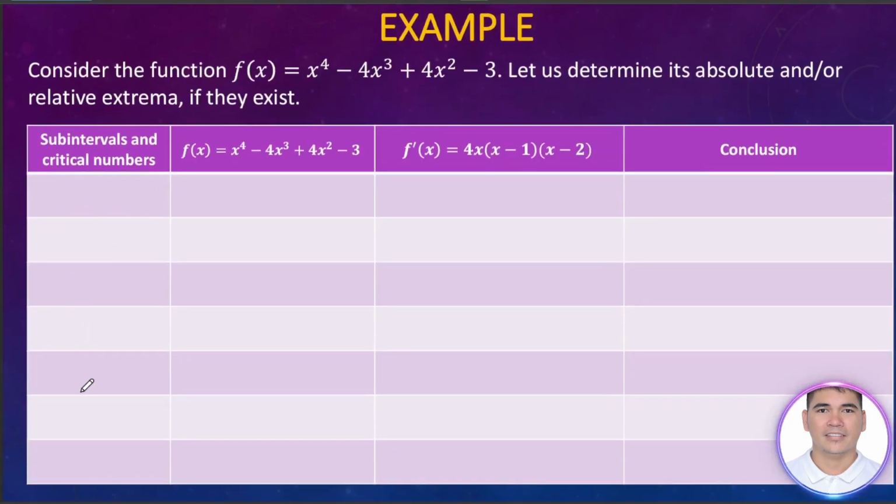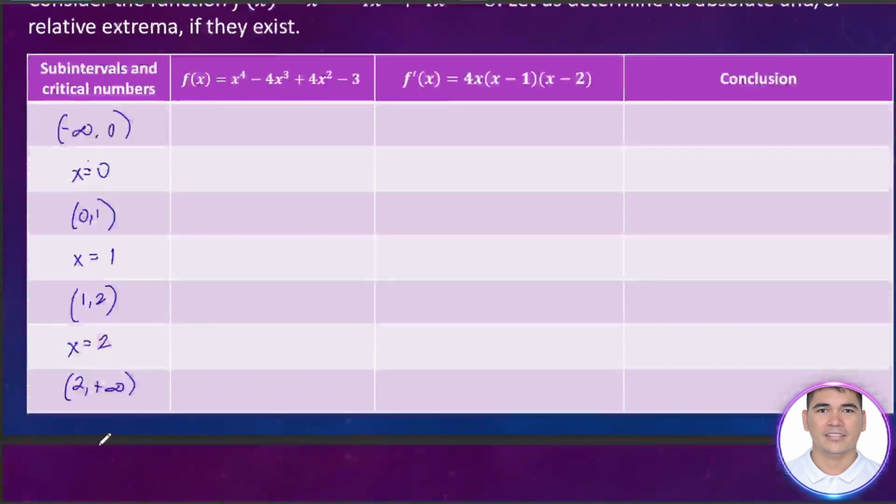There are sub-intervals and critical numbers. First, we have negative infinity and 0. Then next we have x equals 0. Then we have 0 and 1. Then x is equal to 1. Then 1 and 2. Then x equals 2. And then last one is 2 and positive infinity. Okay? So next, we substitute the values of x in this part.